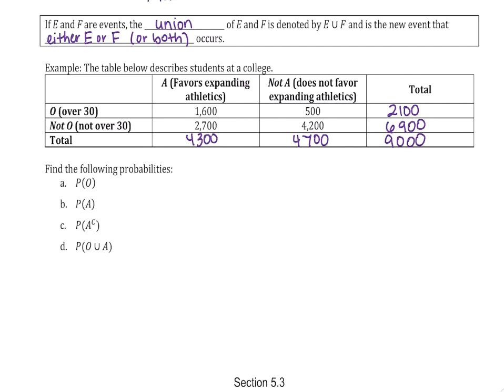So now we'll look at the following probabilities. Here the probability of O, a student being over 30, is going to be 2,100 divided by 9,000. And you see, I often will forget to do the little squiggles. It's okay. Probability of A, there are 4,300 students that favor expanding athletics.